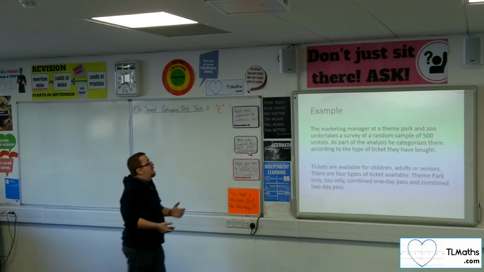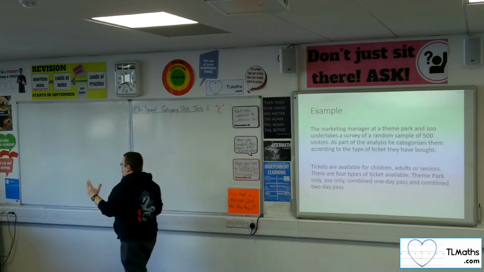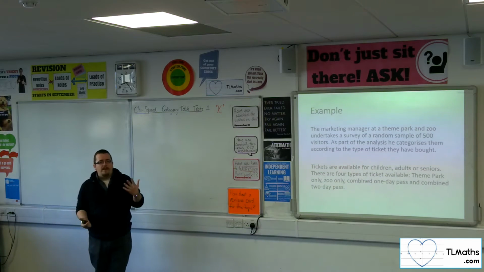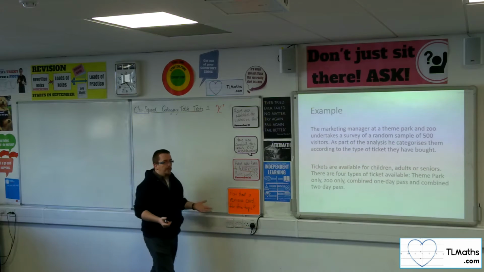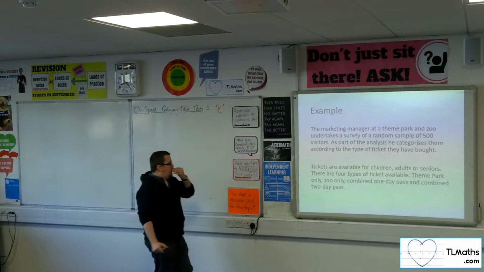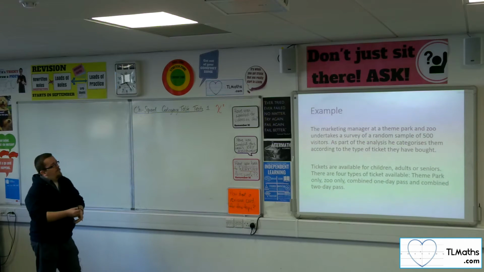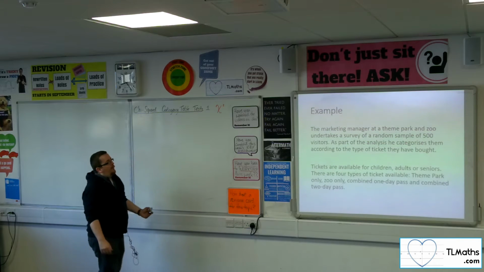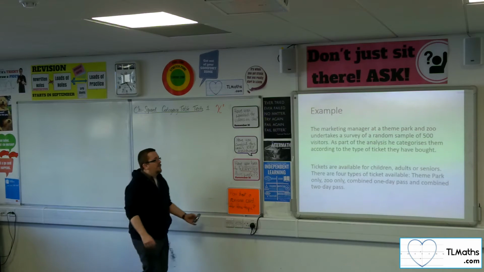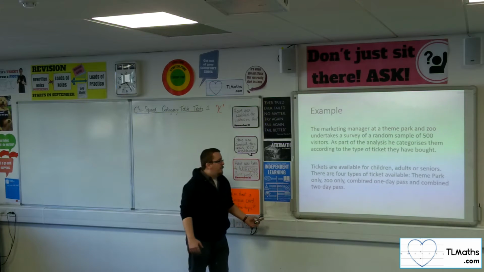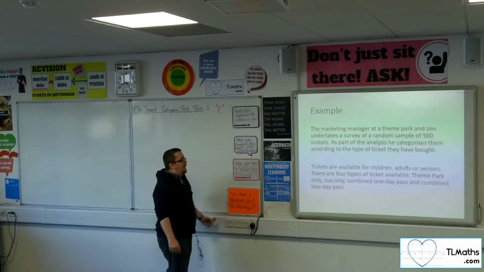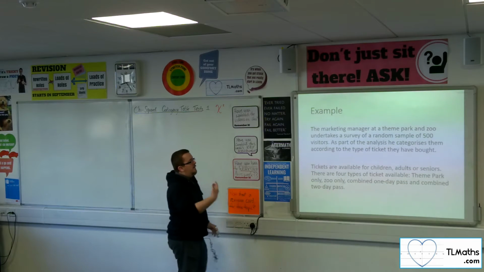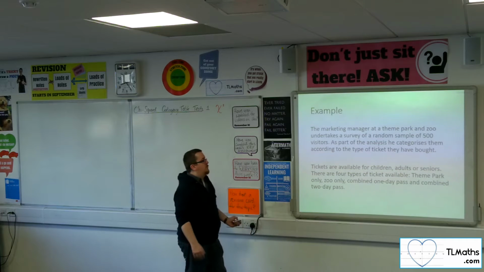So we're going to go through an example, and you've got this example on a sheet in front of you, okay? I've got it all printed out so we don't have to go through and draw out big tables all the way through. So the situation is, the marketing manager at a theme park and zoo undertakes a survey of a random sample of 500 visitors. As part of the analysis, he categorises them according to the type of ticket they have bought. Tickets are available for children, adults or seniors, and there are 4 types of ticket available: theme park only, zoo only, combined 1-day pass, and combined 2-day pass.